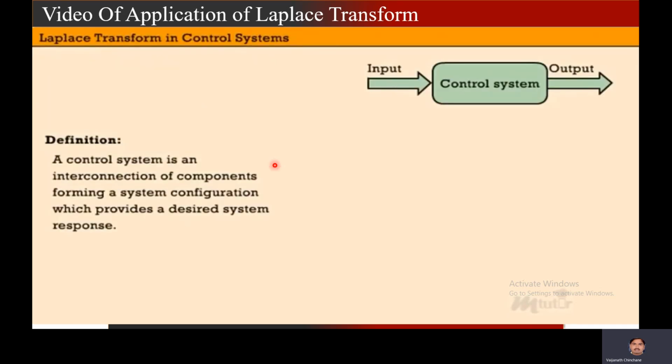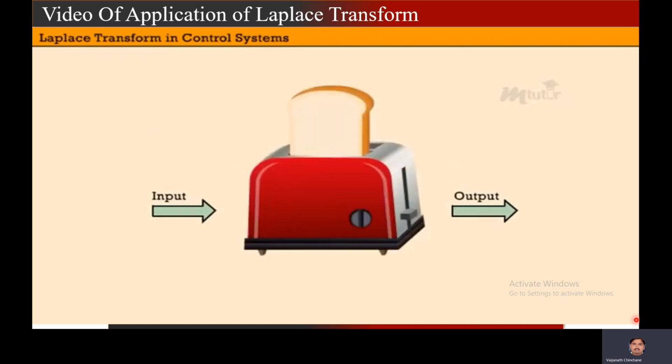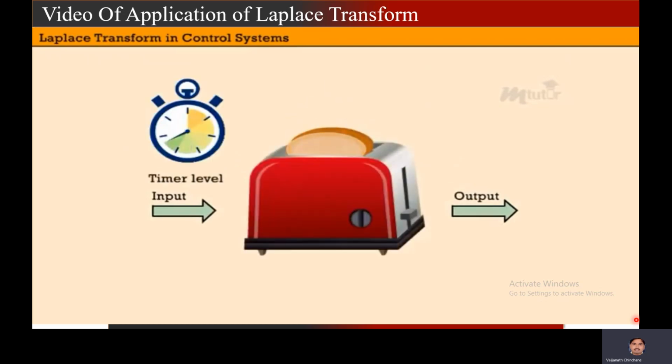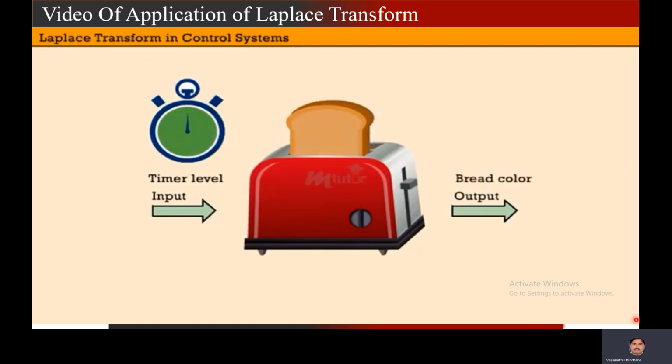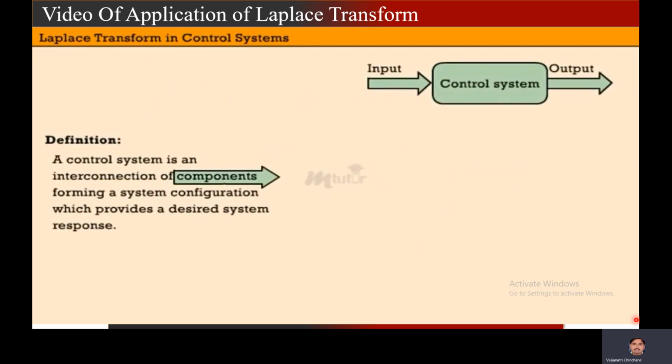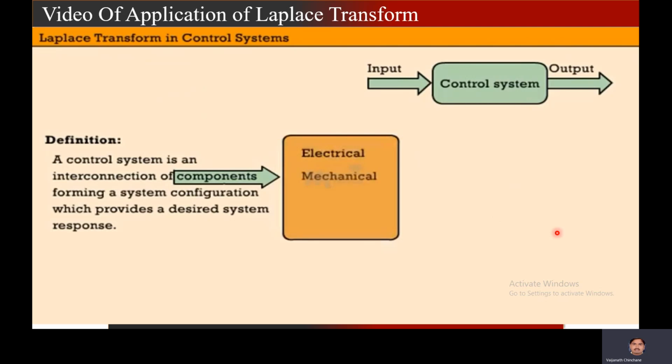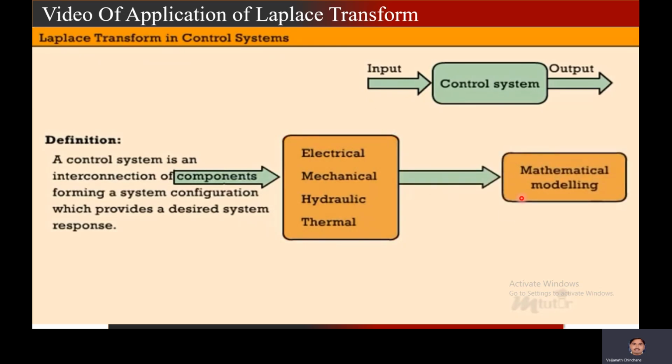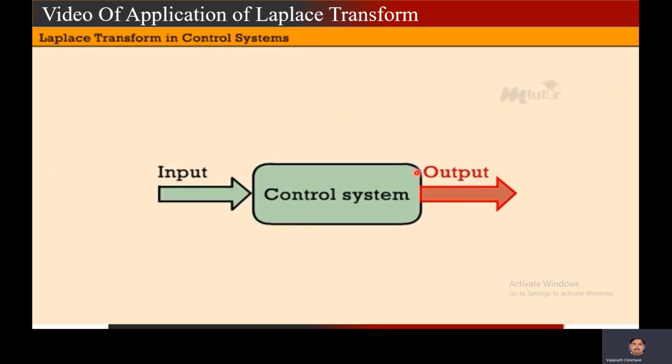A control system is an interconnection of components forming a system configuration which provides a desired system response. In simple terms, a control system takes in data as input, processes the data, and then sends out the desired output. Here, the components in control systems are classified as electrical, mechanical, hydraulic, thermal, and so on. All these components can be described by mathematical modeling such as integral differential equations of various orders, while the output of control systems for any input can be obtained by solving such integral differential equations.